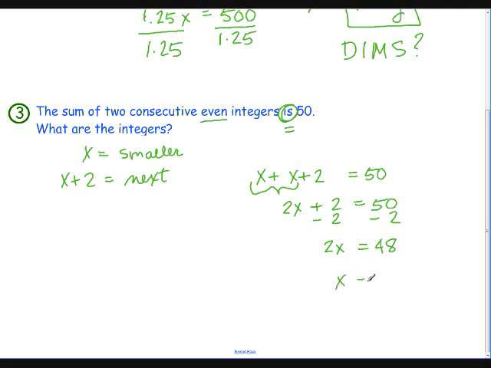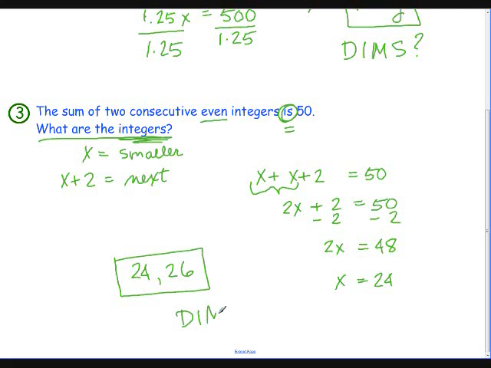x is equal to, what have I done? I'm using the multiplication property of equality. I'm going to multiply both sides by 1/2, or divide both sides by 2, 24. So I know the smaller one is 24. The question is, what are the integers? It's not asking me to find only one, so the integers must be 24 and 26. Now, does it make sense? You say it does, and it does.